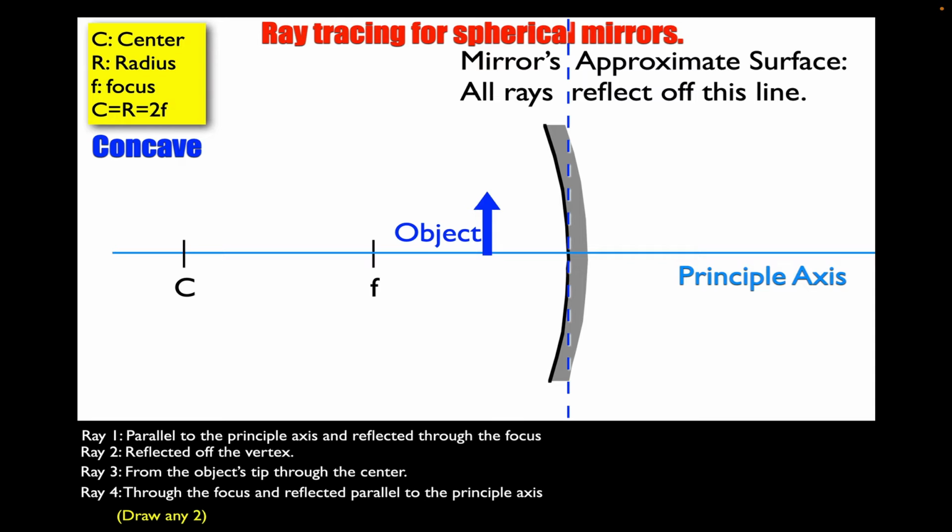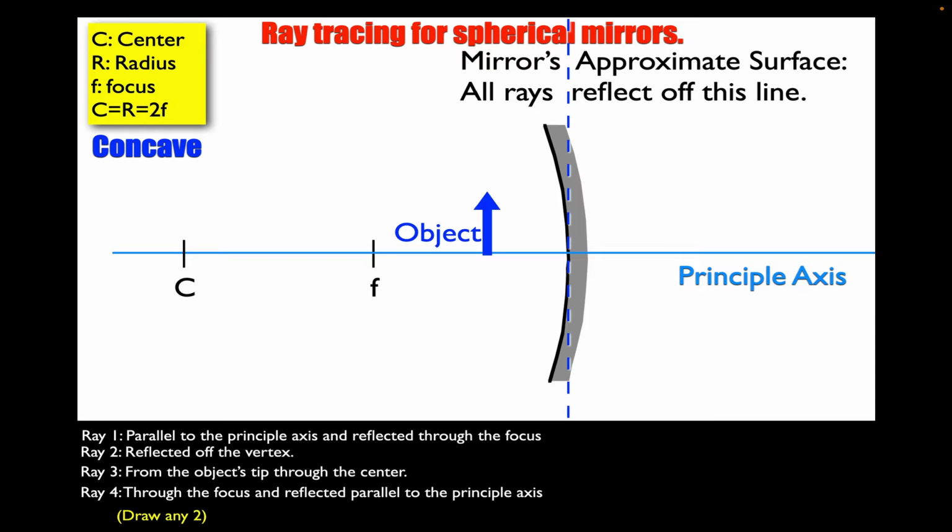When I'm drawing my rays, I'm not going to draw a ray for anywhere but the top of the object. I don't need to do a ray for the bottom of the object, because when I draw my image, it's also going to be at the bottom of the object, since the bottom of the object is right along the principal axis. So just the top of the object.